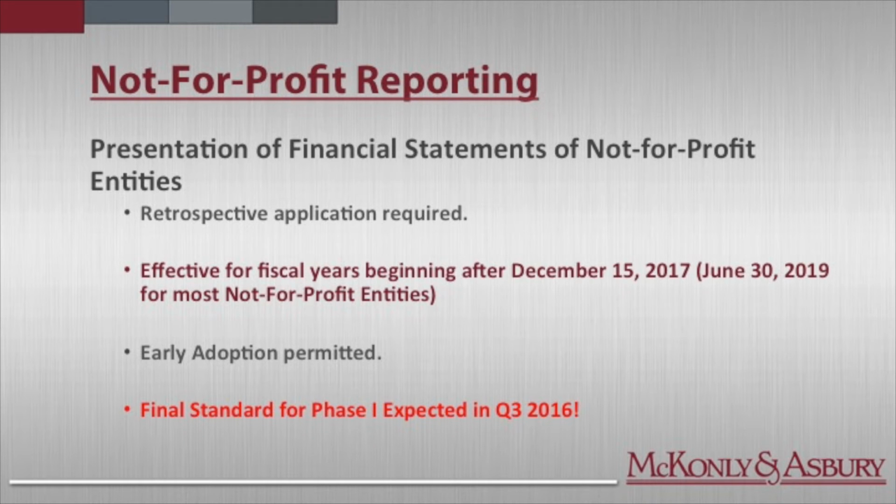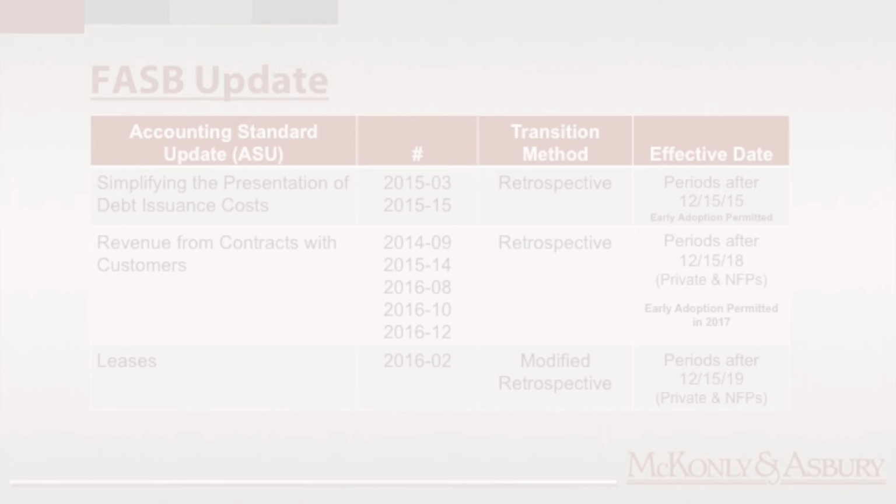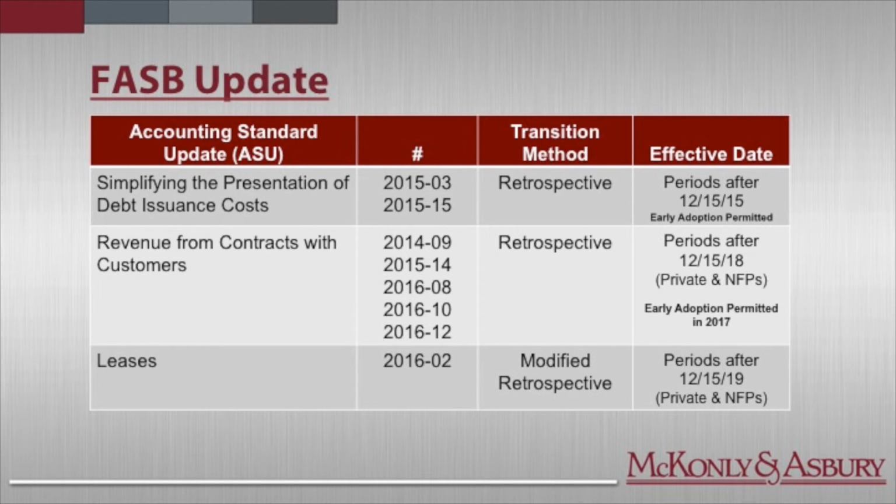So when this standard does come out, they have stated that you will be permitted to early adopt the standard. And as I said just a moment ago, officially they're saying Q3, but some individuals at the FASB and some of the conferences we've been to said it may even be out by the end of this month if the advisory committee can approve it. So that kind of summarized the not-for-profit reporting section of the FASB update and where that is, and certainly we're going to have some news on that pretty soon.